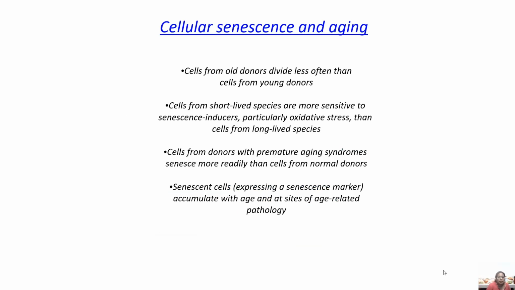Cells from old donors divide less often than cells from young donors. Cells from short-lived species are more sensitive to senescence inducers, particularly oxidative stress, than cells from long-lived species. Cells from donors with premature aging syndromes senesce more readily than cells from normal donors. And senescent cells expressing a senescence marker accumulate with age and at sites of age-related pathology.